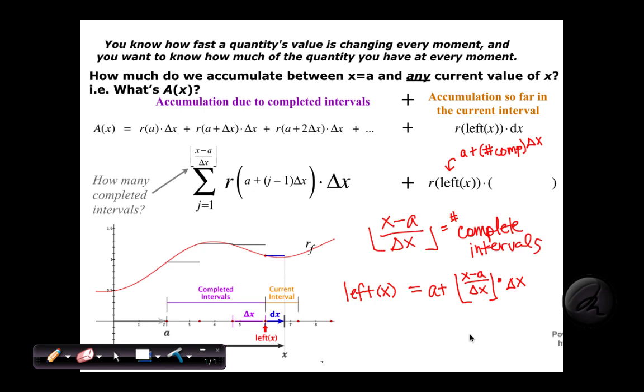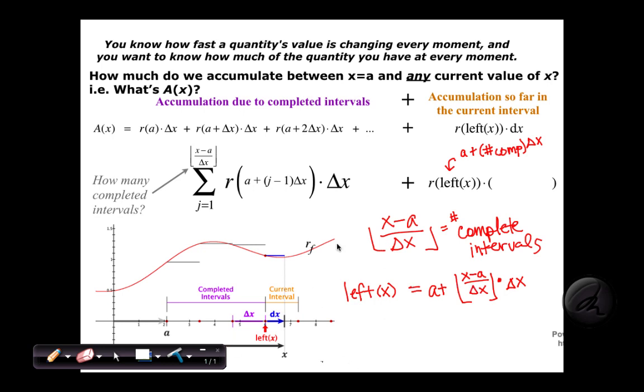A and delta x are parameters we chose that we're going to keep the same value for any one situation. We can change them and do a different problem, but they're sticking with one numerical value. A plus this expression times delta x is going to change values as x changes values, because this x growing makes more and more complete intervals, so it makes left of x grow eventually. Left of x kind of hops from value to value. It keeps the same value for a while, and then all of a sudden it jumps to the next one as soon as x grows enough. As soon as x grows by an additional delta x, then left of x hops to be 1 delta x larger than it used to be.